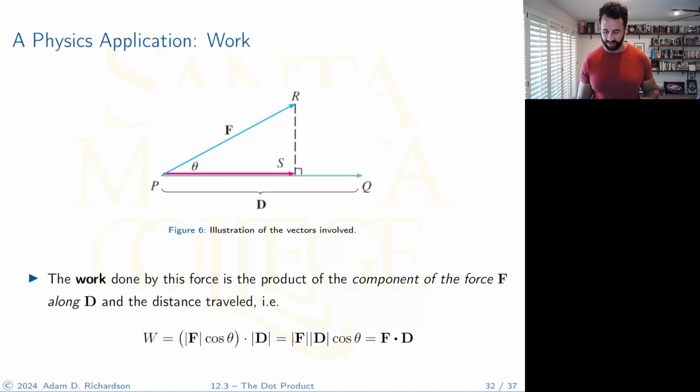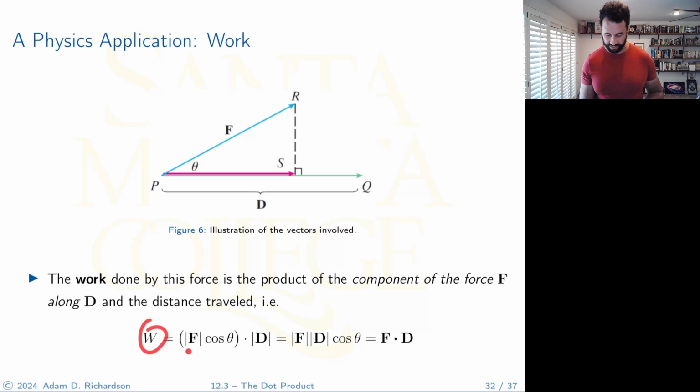Well, the work is the product of the component of the force along D and the distance traveled. Okay, that's a mouthful. So the work done is the component of the force along D times the distance traveled. There we go. That makes more sense, right? It's how much of the force is going in that direction, and then how far you applied the force. So in other words, by right triangle trigonometry again, work is the component of the force along D times the distance traveled. The distance is the length of the vector.